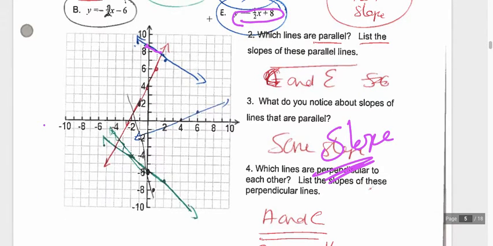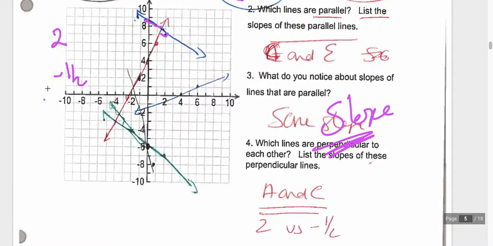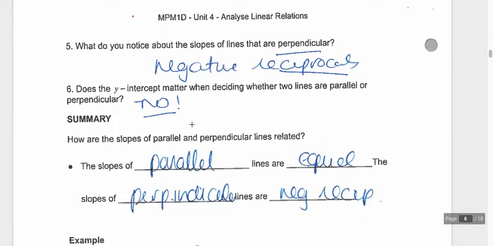And if I go back here, what you notice is this line and this line, they whack into each other. And that is line A, which has a slope of 2, and line E, which has a slope of -1/2. And what you'll notice on perpendicular lines is that the slopes are what we call negative reciprocals. So the negative reciprocal of a number is 1 over that number with a changed sign. So the negative reciprocal of a whole number is always going to be 1 over the number. And if it's a negative, it becomes a positive. If it's a positive, it becomes a negative.